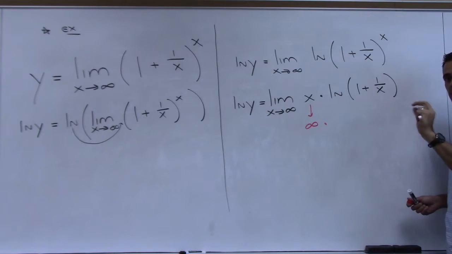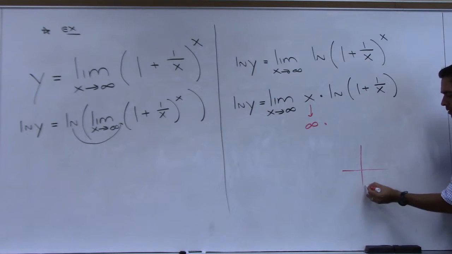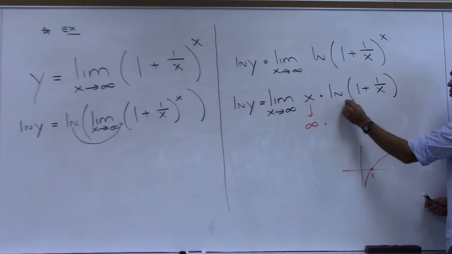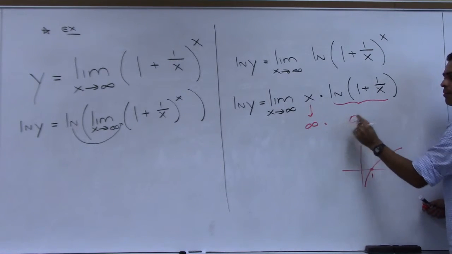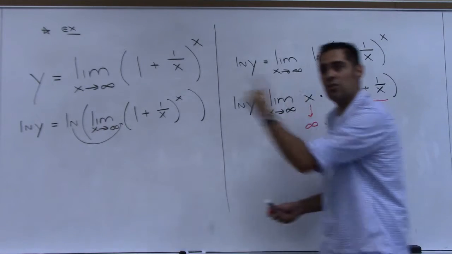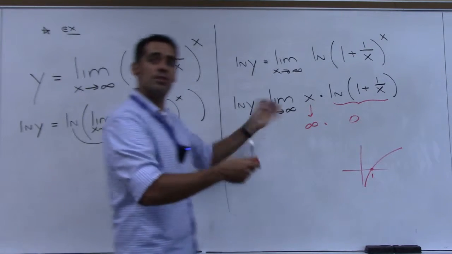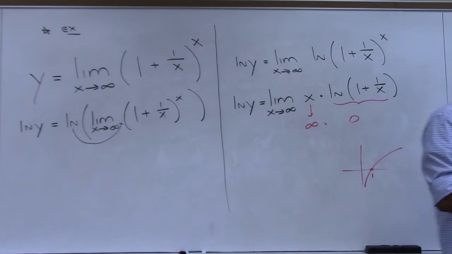Right? Again, you have to go back to the graph of natural log. The x-intercept happens at 1. So natural log of 1 is 0. So this is headed towards what? 0. And we get the indeterminate form that we do know how to handle, right? We know how to handle this. So I just have to pick one of those and drop it to the bottom, right?